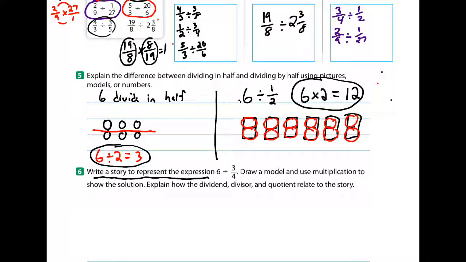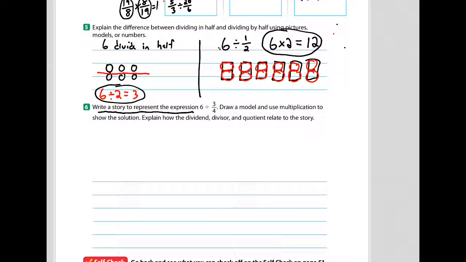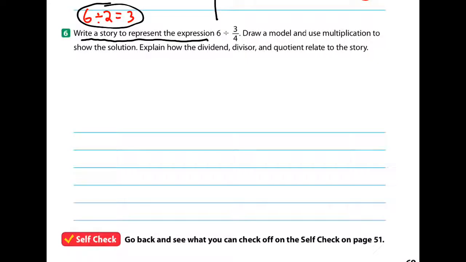All right? And now 6 says, write a story problem to represent 6 divided by 3/4. Draw a model and use multiplication to show the solution. Explain how the dividend, divisor, and quotient relate in the story. All right. So what I'm going to do for this one, so for 6 divided by 3/4, I basically want to know how many 3/4 are in 6, right?